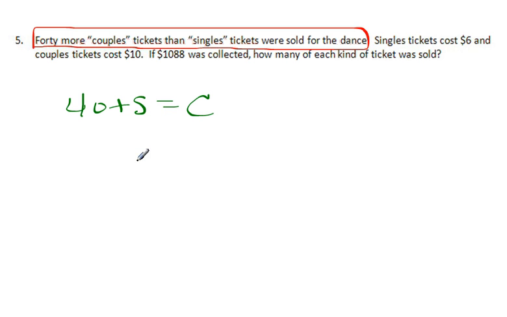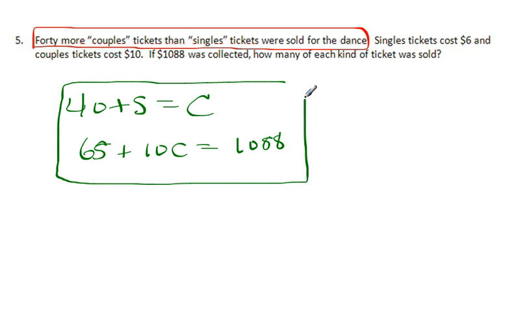And then the other one is the money one. So $6 for singles. And that's an S. And couples are 10. And the total amount of money was $1,088. That should be it. Plain and simple. Good luck.